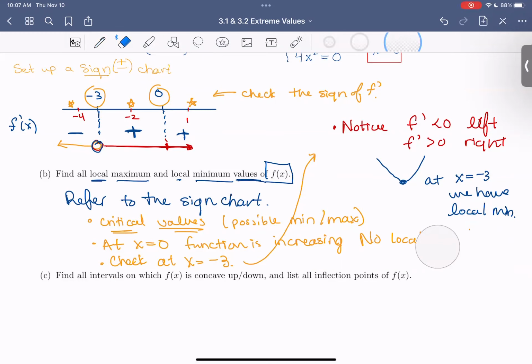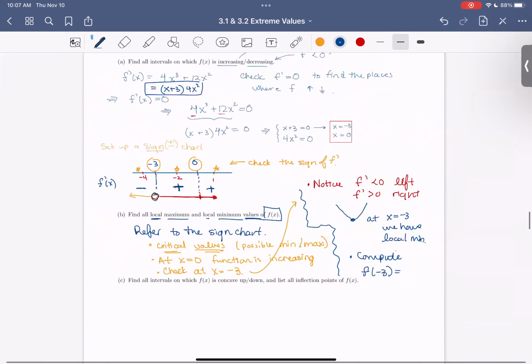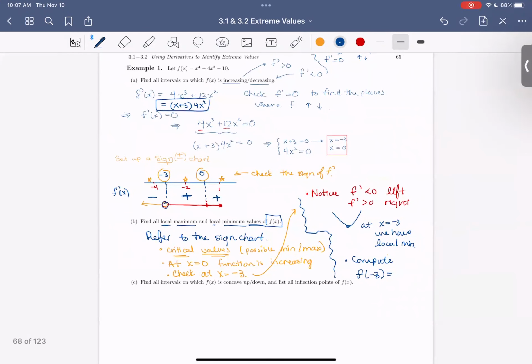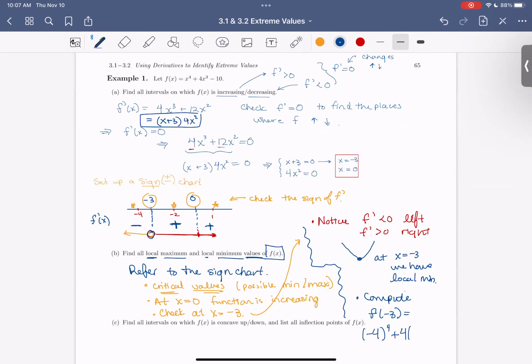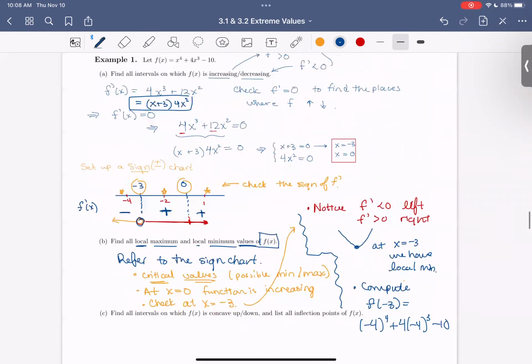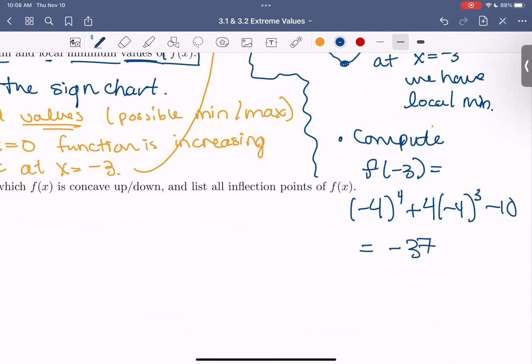So let's go ahead and clean up here. Make sure that you're recording your work so that you can follow along and look back at your notes. So now we just need to compute the function value at -3. So if we plug in -3 to our original function, we are going to get -4 to the 4th plus 4 times -4 cubed minus 10. And when you do all that work, we should be getting -37. So -37 is a local min.